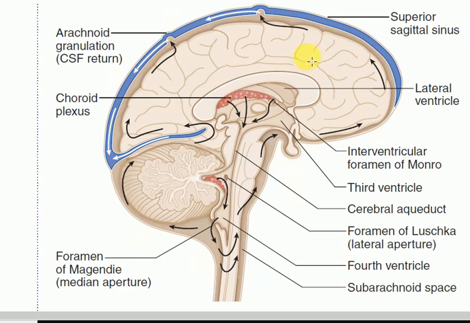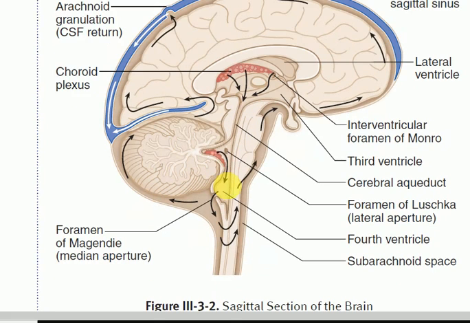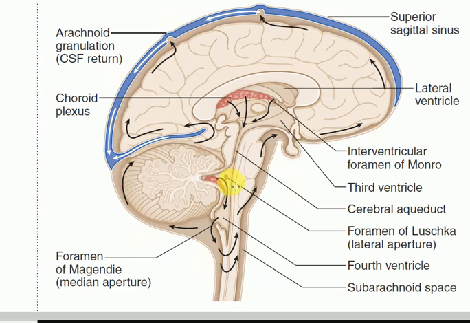The CSF from both lateral ventricles flows through the foramina of Monro into the third ventricle, and from the third ventricle it has to pass through the narrow cerebral aqueduct into the fourth ventricle. From the fourth ventricle it exits from the 3 openings, the 2 foramina of Luschka and 1 foramen of Magendie, into the subarachnoid space.